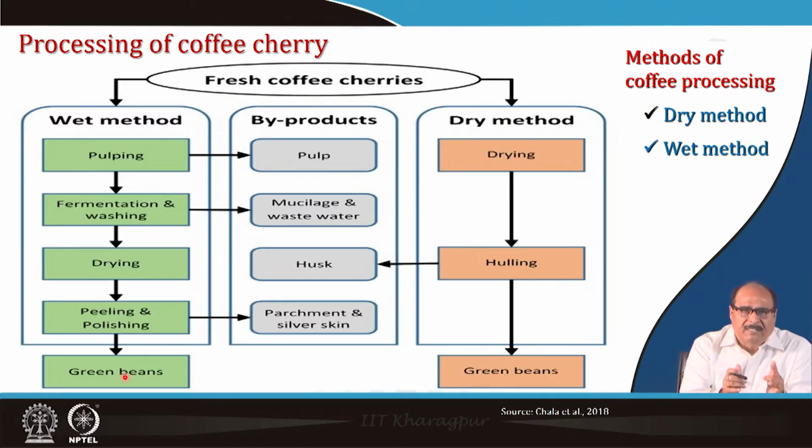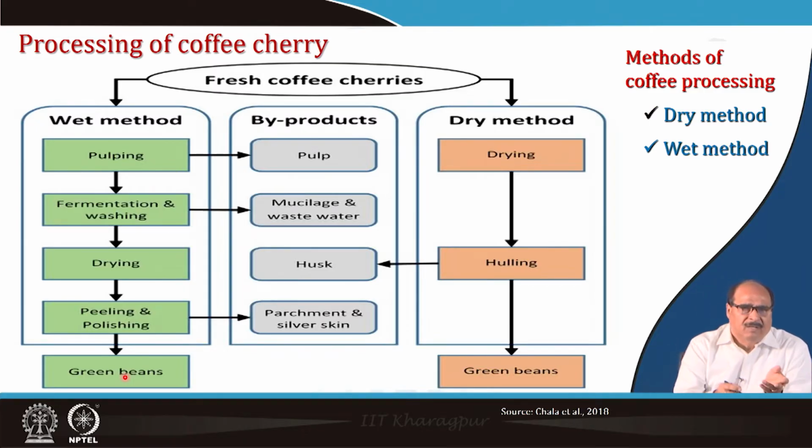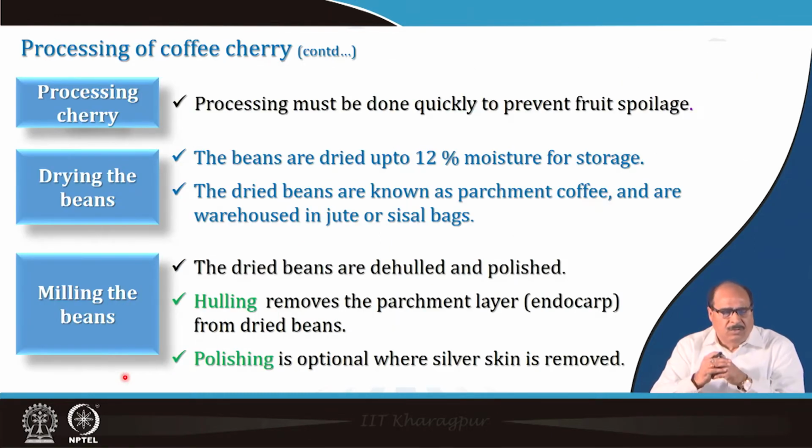Then in the fermentation, mucilage and other materials are removed. In this method, a huge amount of water is used for the washing and removal of the mucilage, and in the peeling and polishing, the parchment and silver skins are removed. Okay. So, the processing obviously must be done quickly to prevent the fruit or cherry from spoilage.